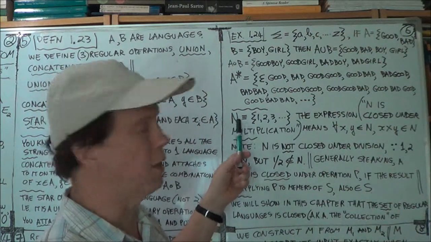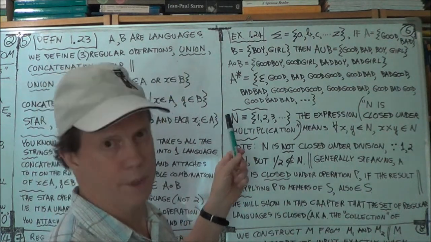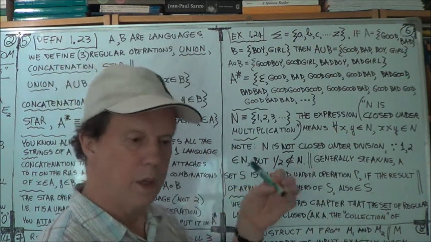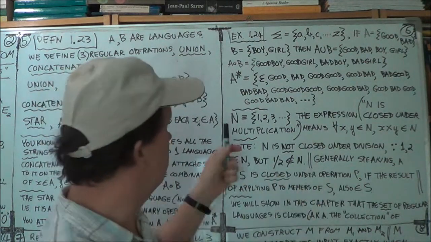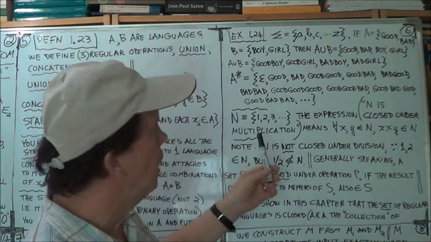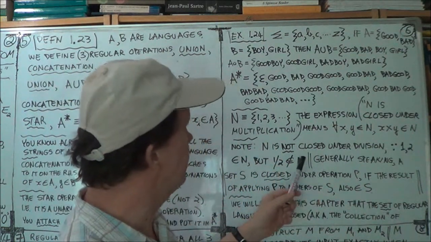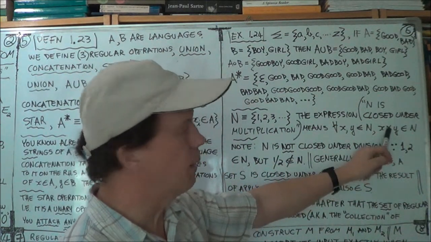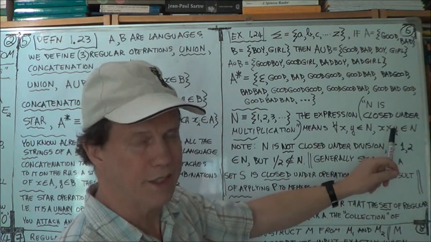It's a specific kind of set now. It's the natural numbers, the counting numbers: 1, 2, 3, and so on. So, big N, the counting numbers, that's the set. And the operation we're talking about is multiplication. That's the operator.